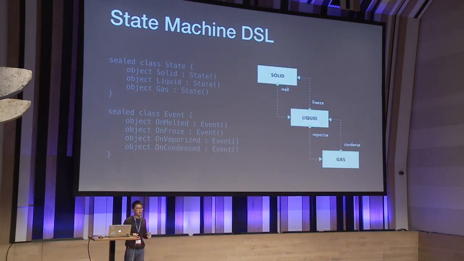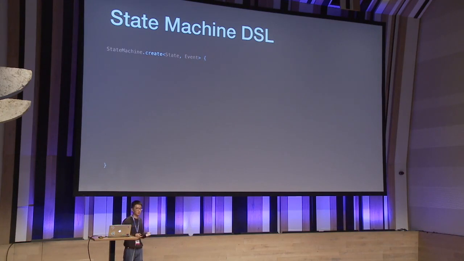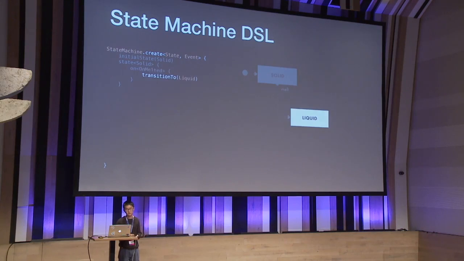And with all the states and events declared, we can build a state machine using this DSL. First, we specify the initial state, which is solid. When we're in the solid state, and when we receive this unmelted event, we transition to liquid.